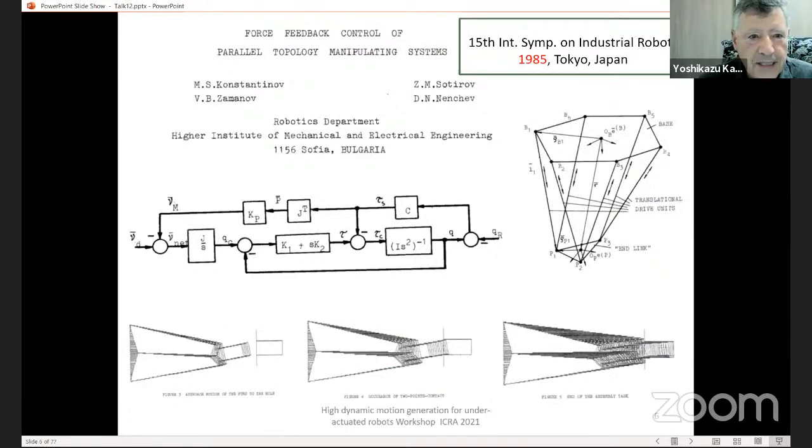After my PhD studies, we started working on a topic about parallel topology manipulators. My colleague, Dr. Sotiro, found out something about these parallel manipulators. They were not very familiar in the robotics community at that time. And we designed a controller for force control and made a simulation for peg-in-hole assembly, which was also a hot topic for industrial robots.